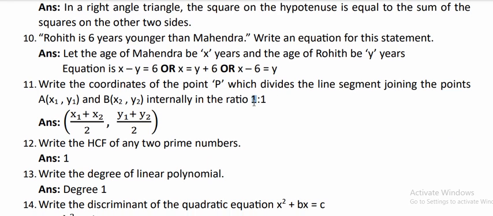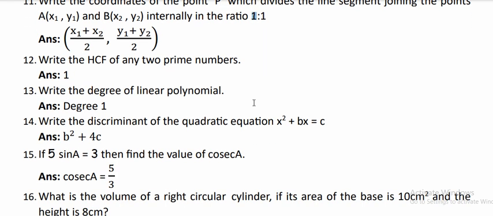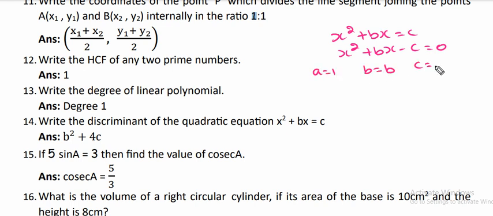Then we move on to the next question. Write the discriminant of the quadratic equation. They given the quadratic equation as x square plus bx is equal to c. If you write this quadratic equation in the standard form, that means a is equal to 1, b is equal to b, and c is equal to minus c. So we have to write the discriminant here. Discriminant is equal to b square minus 4ac.